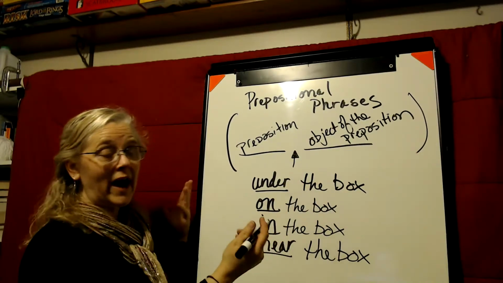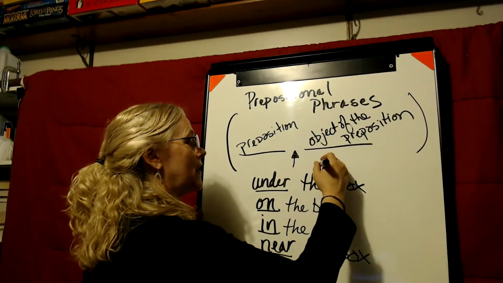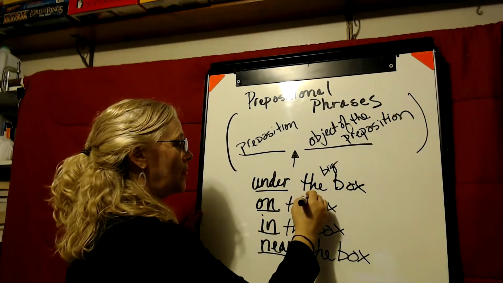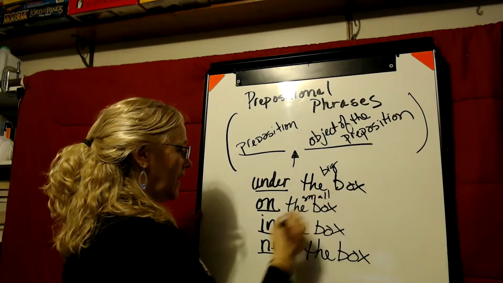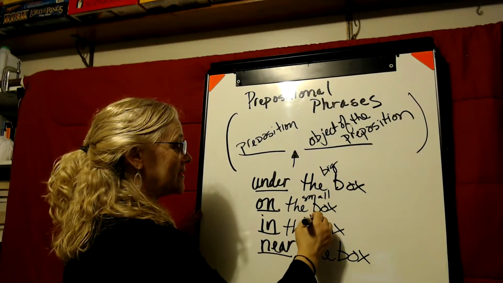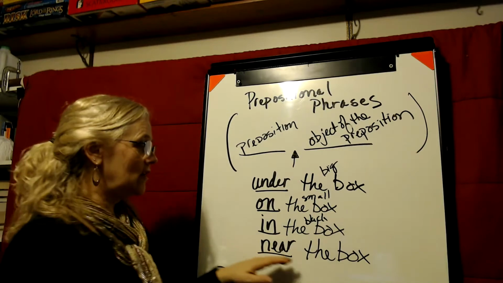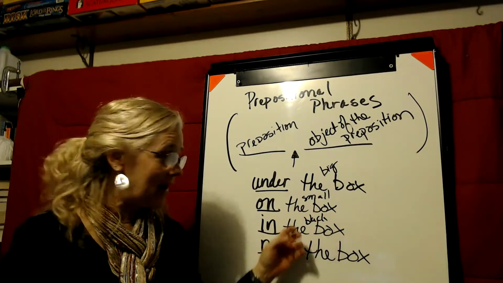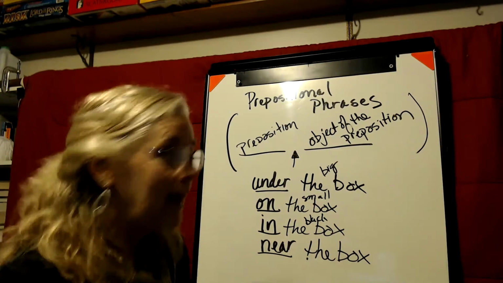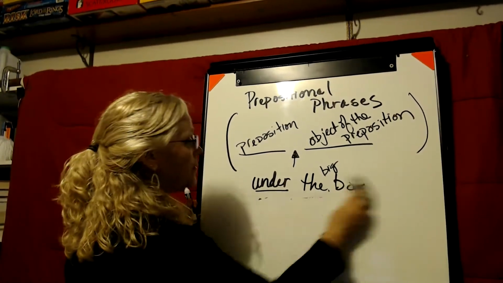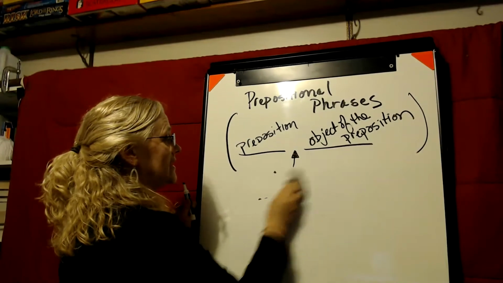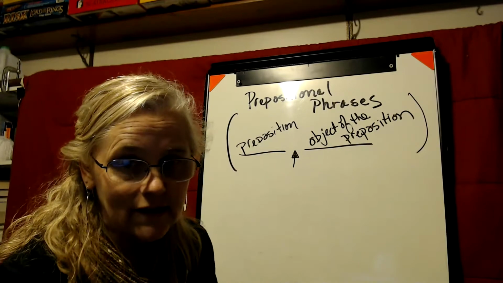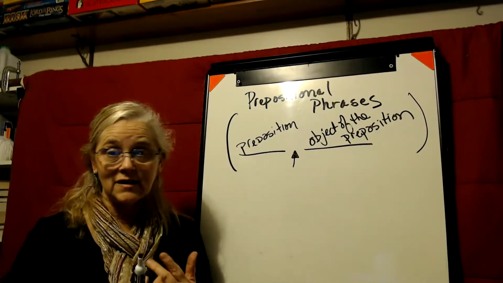I could add more adjectives. It could be under the big box. It could be on the small box. It could be in the black box. It could be near the really pretty box with ribbons. You can add a lot of adjectives. And one reason why we look at prepositions, again, is so that we can isolate this group of words that is not the subject, is not the verb.